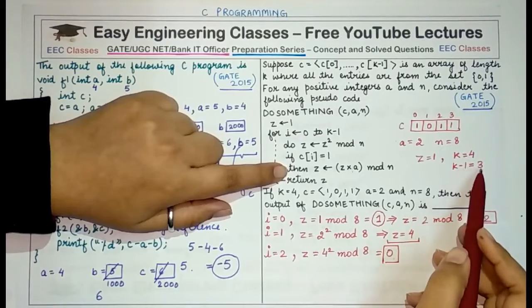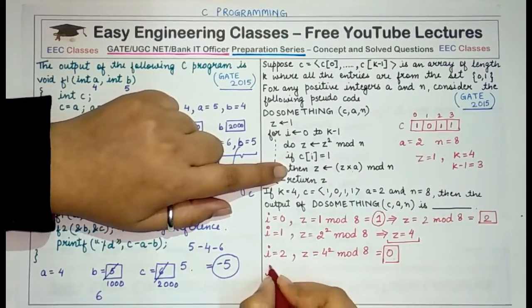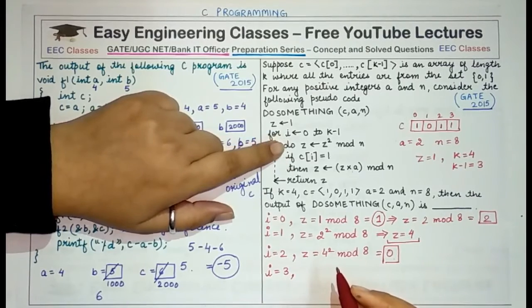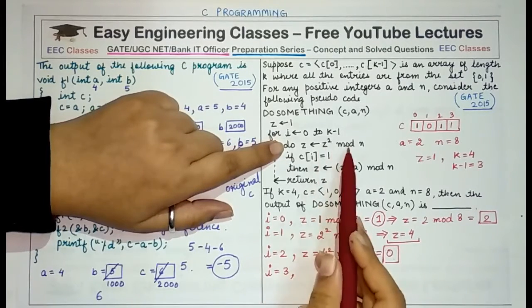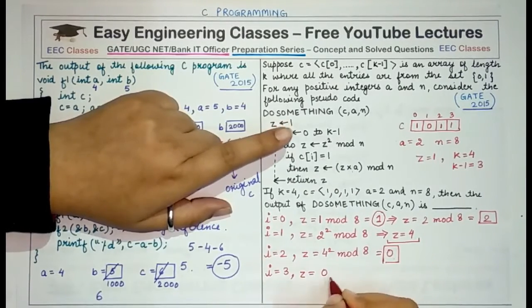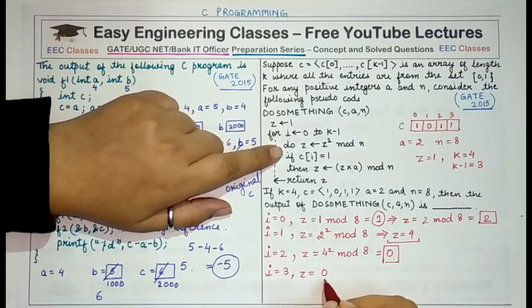Now, in the last iteration, when i becomes 3, what we do is assign Z square mod n to Z. Z is 0, 0 square mod n is again 0. So the value of Z technically remains unchanged.